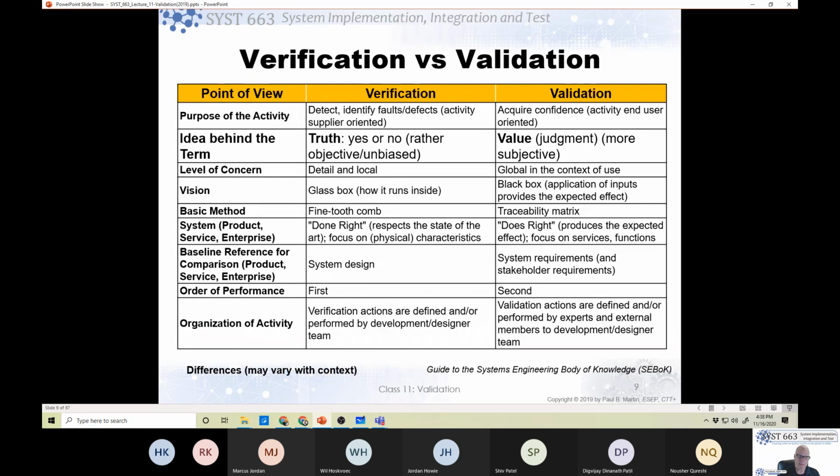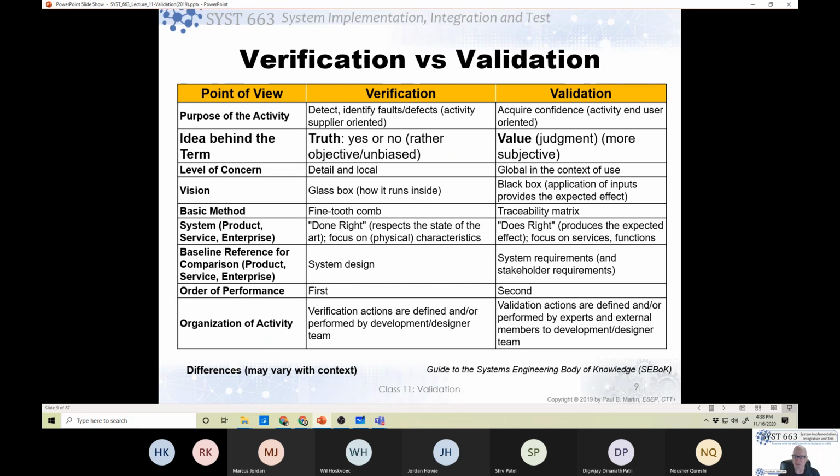When you think about verification, which was last week, the purpose was to try to find fault with the system you built and figure out the truth. Is it yes or no? Does this thing work in accordance with the requirements you levied on it?